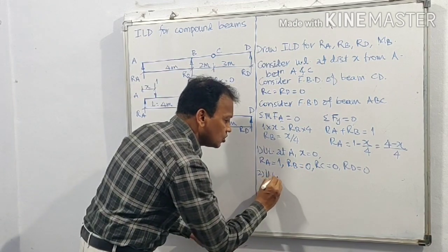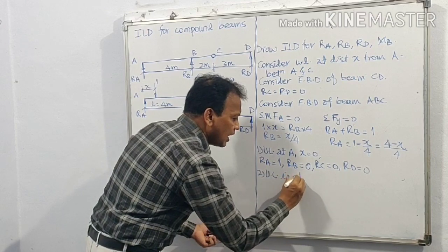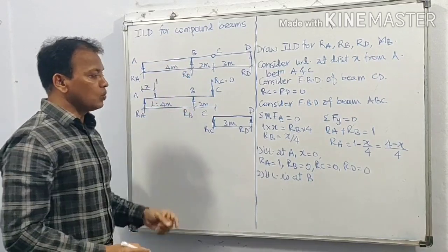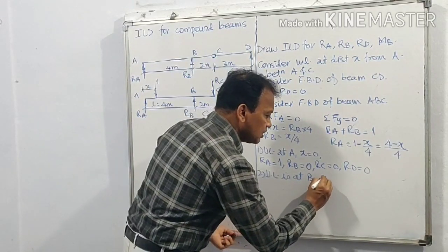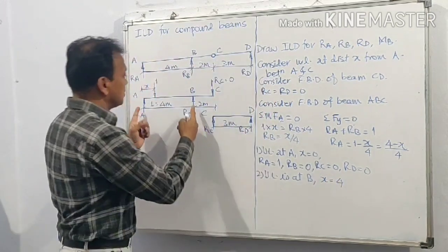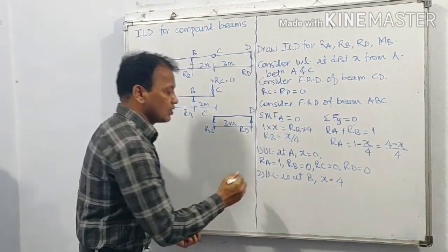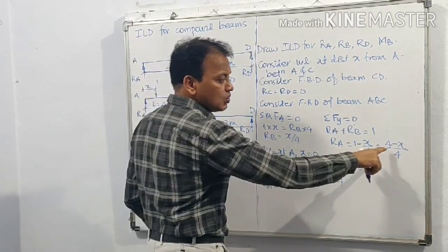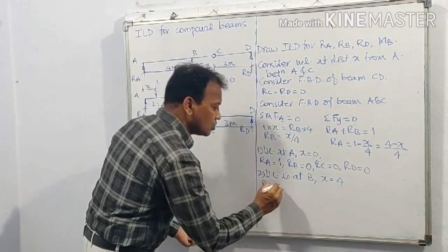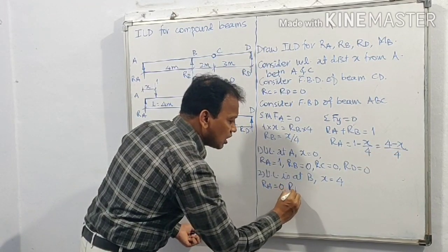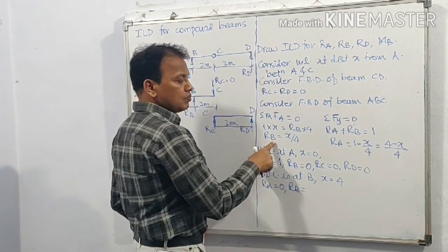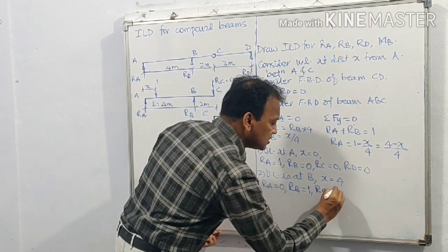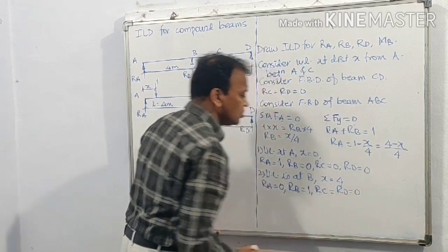Second case, now unit load is at B. When unit load is at B, X is equal to 4. This distance, X is equal to 4. So putting this value of X, RA is equal to 4 minus 4, 0. Therefore RA is equal to 0. RB is equal to 4 upon 4, X is equal to 4, therefore 1. And RC is equal to RD is equal to 0.